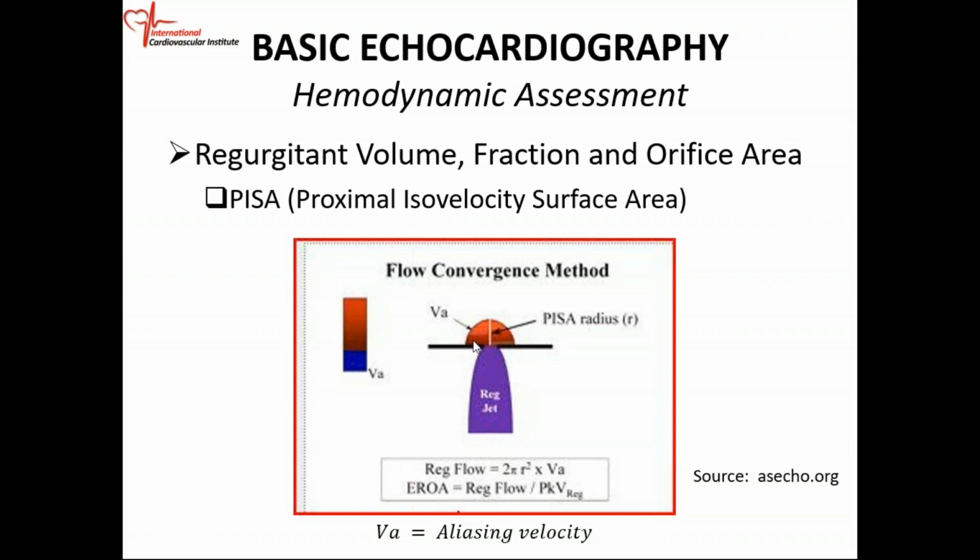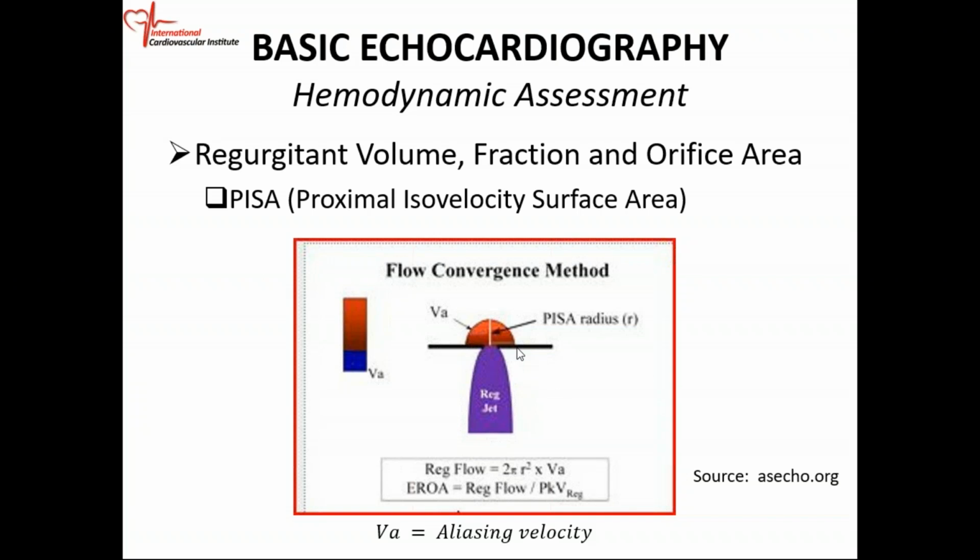It has a radius, which is half the diameter. The radius would be from here to the outermost portion of the hemisphere, and all along the surface here, the velocity is the same. That is why it's called proximal isovelocity surface area. Iso means same, so it's the same velocity. All along this surface, the velocity is the same.